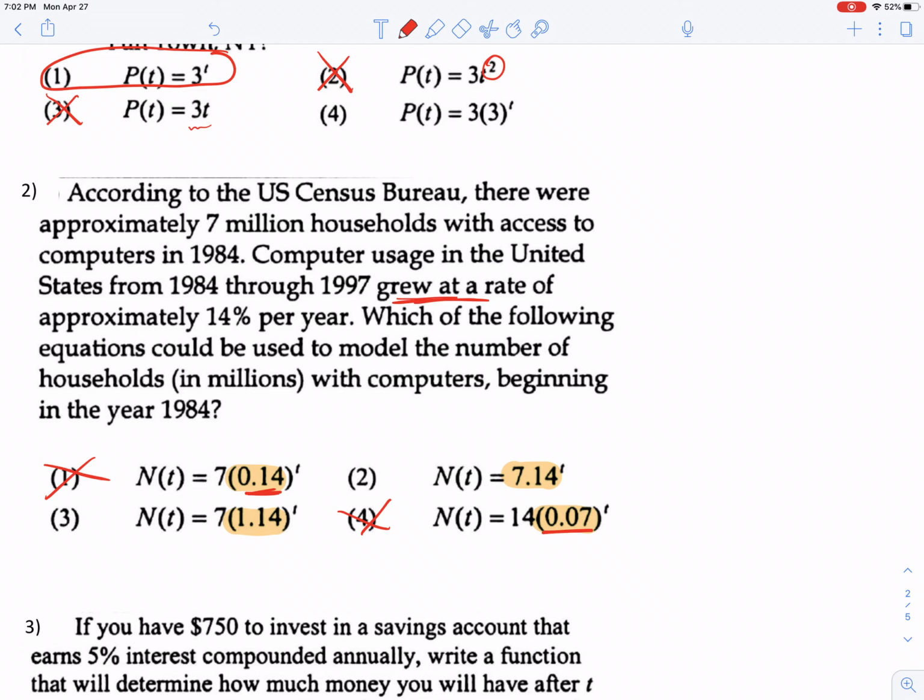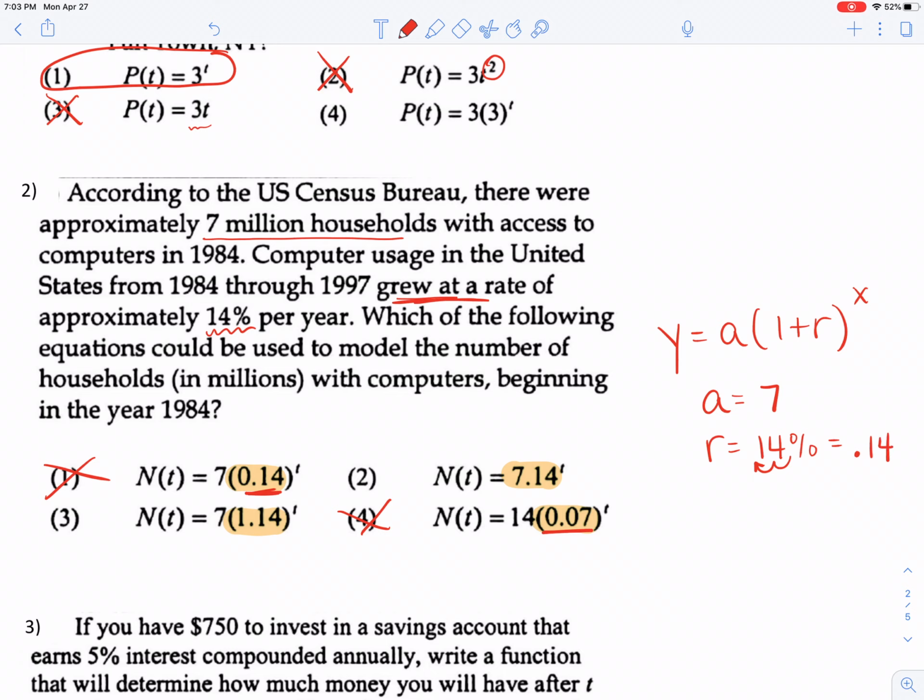But if it's increasing at a rate of 14%, let's look at that equation that was up top for growth: A times 1 plus r to the x power. Here, the A, what you're starting with, is the 7 million households. That's how many households had computers in the beginning. Then your rate at which it's increasing is 14%. So I would change that to a decimal, move the decimal 2 places to the left, and it's 0.14.